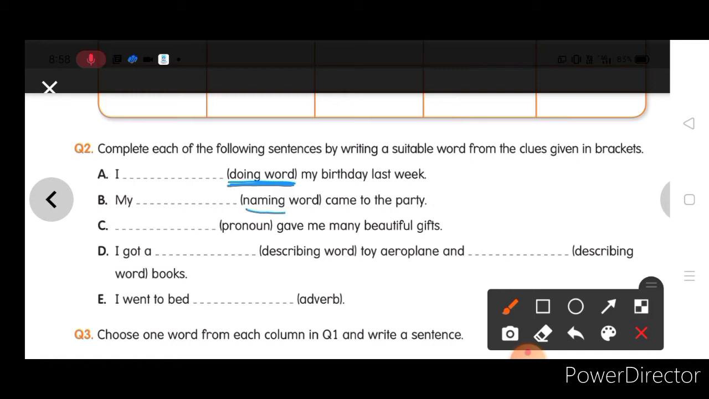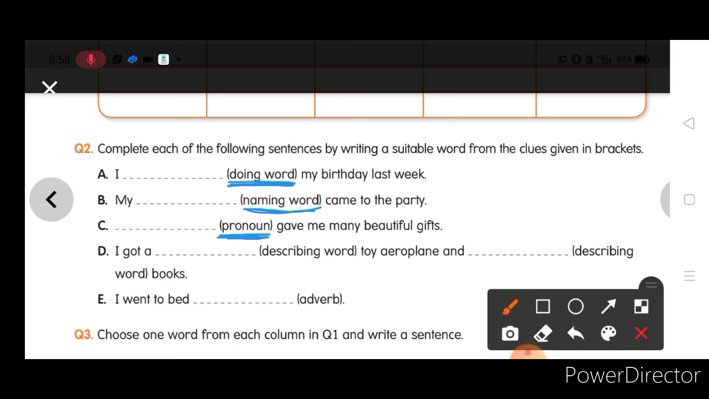Next, naming word. What is a naming word? My dash came to the party. Naming word, what will you write? My friend, my uncle, my aunt came to the party. Pronoun. Pronoun means he, she, it, they, them. All these are called as pronouns. So what will you write? She gave me many beautiful gifts, or he gave me many beautiful gifts, or they gave me many beautiful gifts. Anything you can write down.